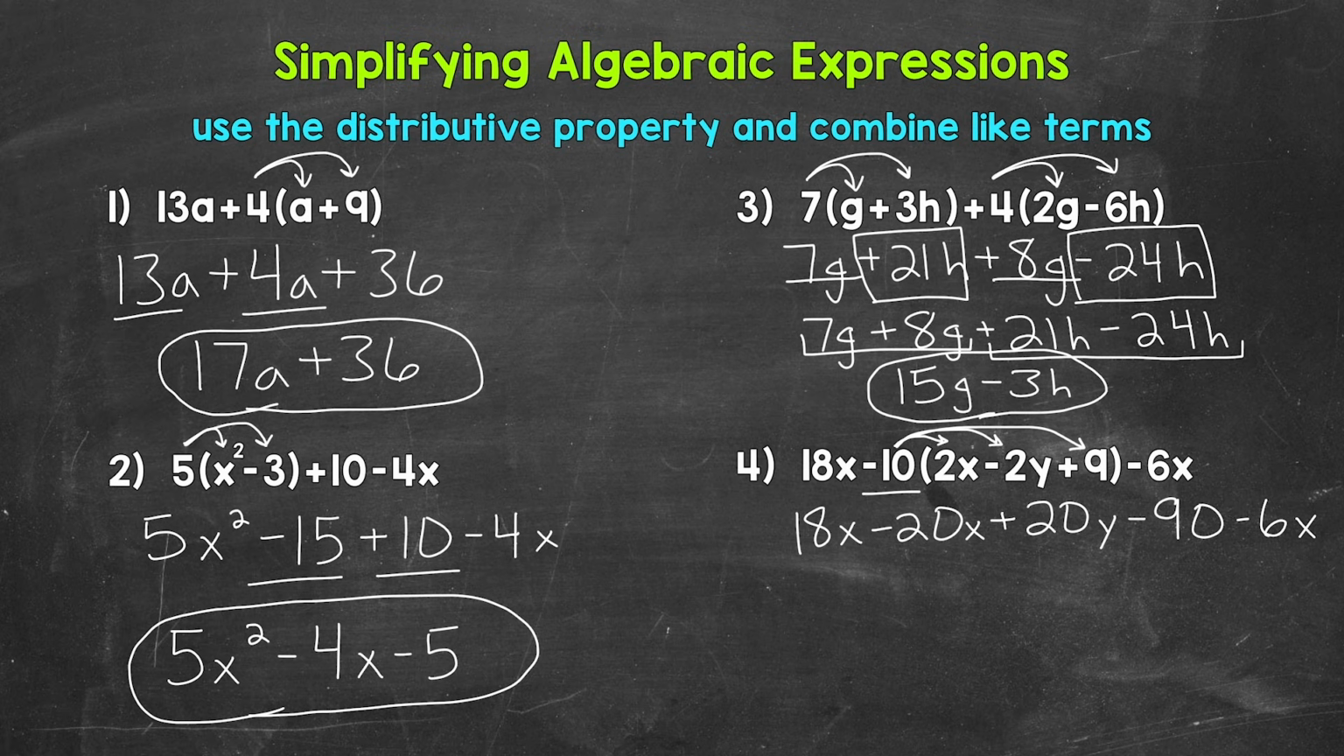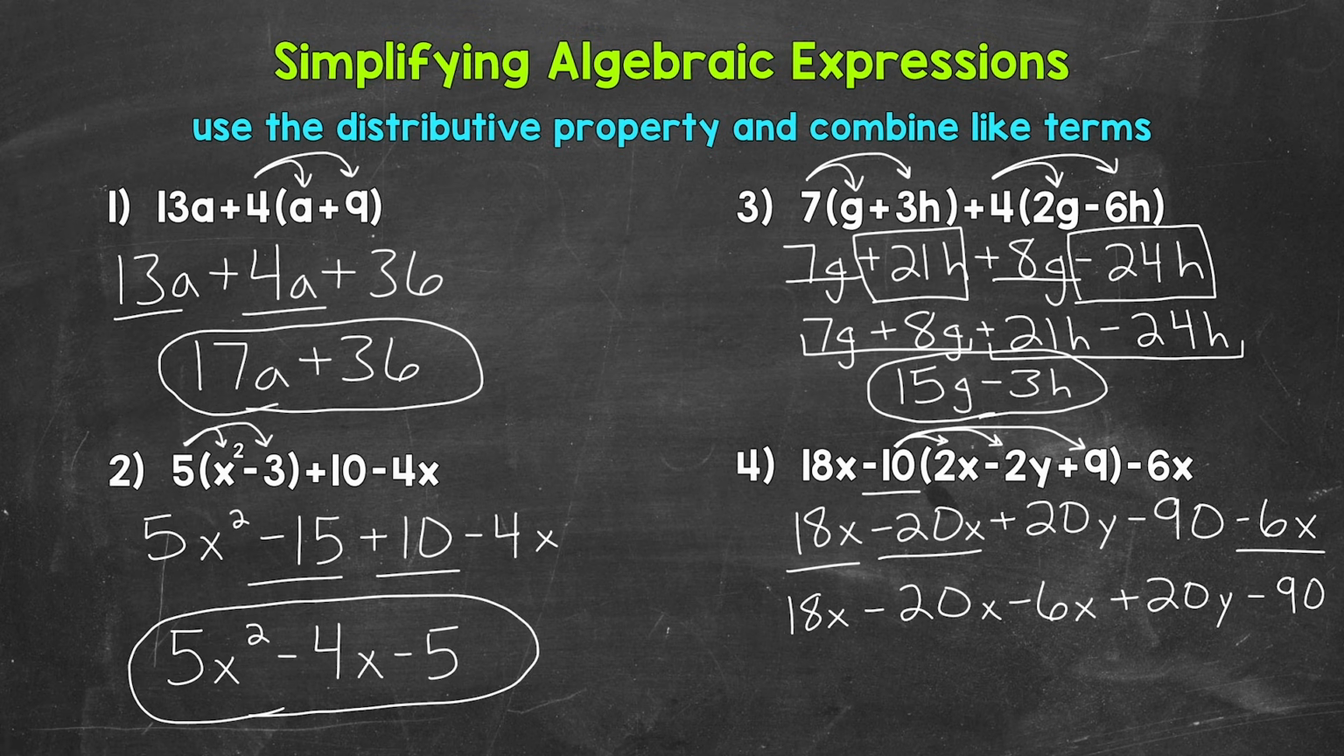So do we have any like terms? Yes. 18x, negative 20x, and negative 6x. Let's rewrite the expression with those like terms next to each other. So 18x minus 20x minus 6x plus 20y minus 90. Now we can combine like terms.